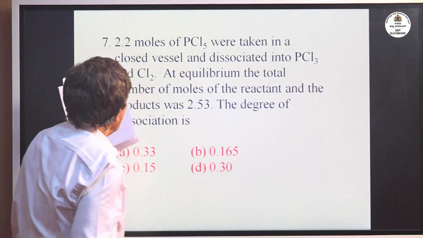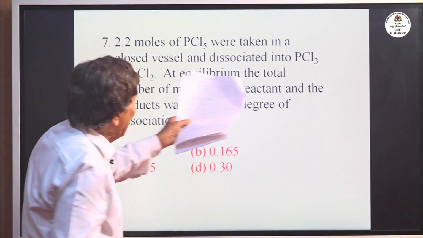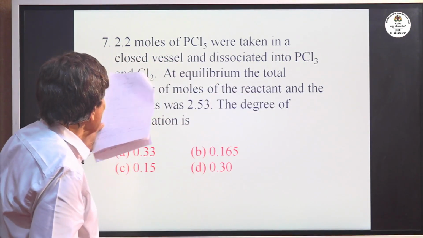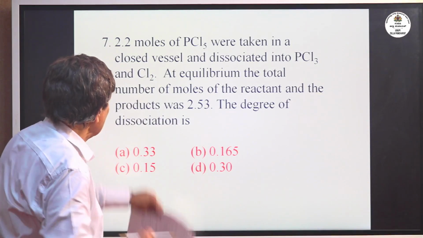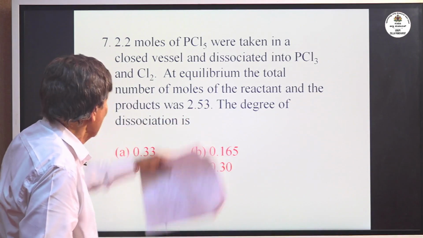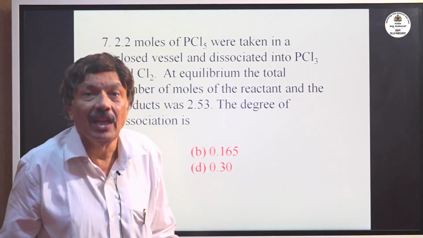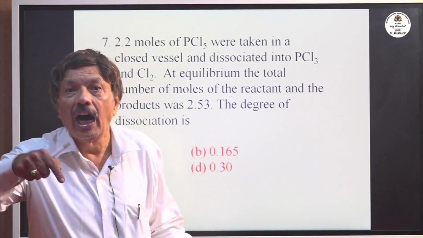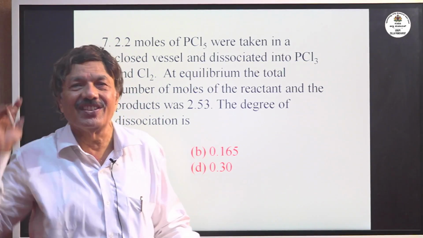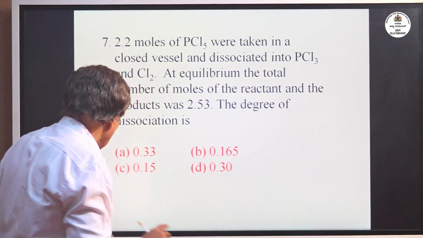Next one. 2.2 moles of PCl5 were taken in a closed vessel and dissociated into PCl3 and Cl2. At equilibrium, the total number of moles of the reactant and the product was 2.53. Degree of dissociation. What do you mean by degree of dissociation? Out of 1 mole, how many moles undergo dissociation? That is degree of dissociation. So let us take it as X. Okay?